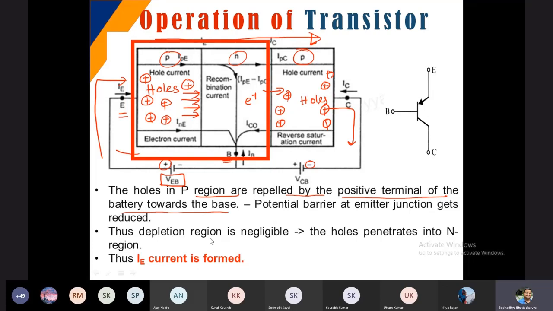As you can observe, as the depletion region is negligible, the holes penetrate into the N region. Although this region is negligible, there will still be very little recombination, around 2%, from the whole concentration of electrons and holes, and that results in the base current as well. Base current ideally should be very small. There should not be any leakage current; we'll see that point later. So this is my IE. That's how the IE is formed.